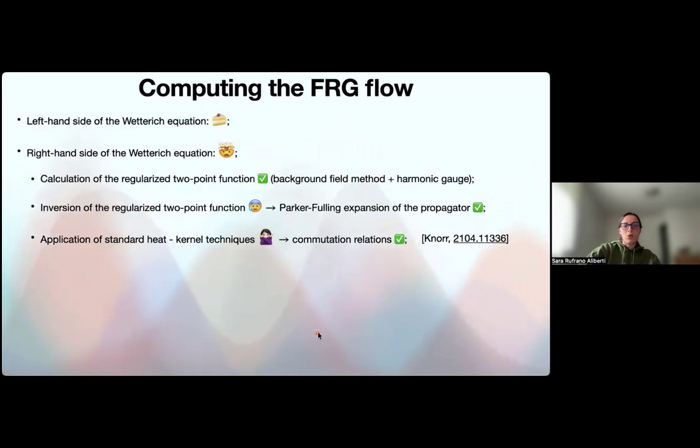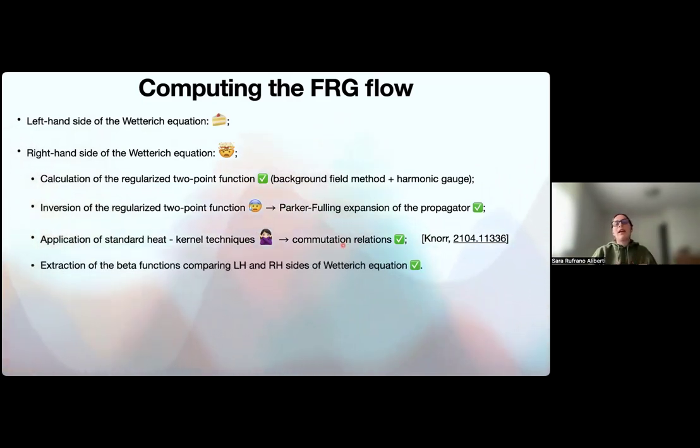And so, once applied the commutation relation, we used heat-kernel techniques in order to evaluate the supertrace, and at this moment, we are able to compare the right-hand side with the left-hand side of the flow equation in order to extract the beta functions.